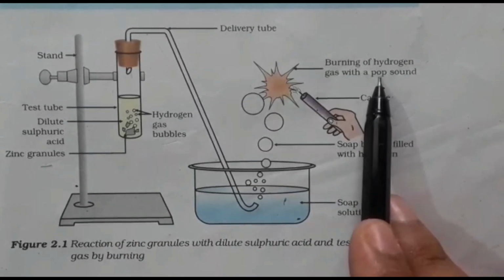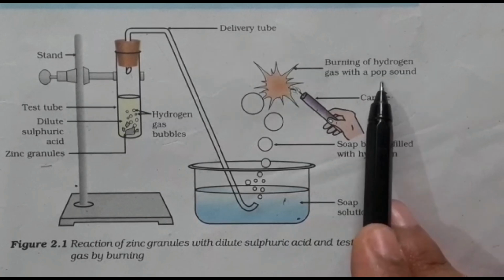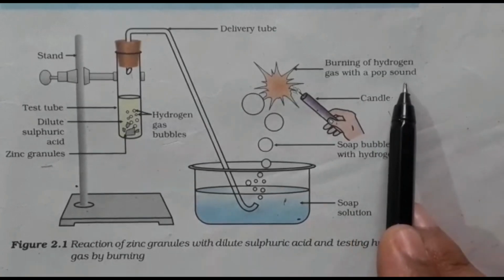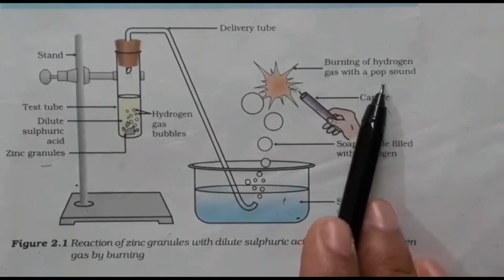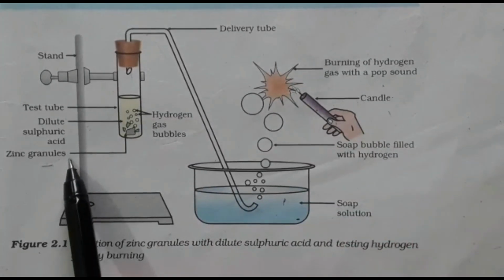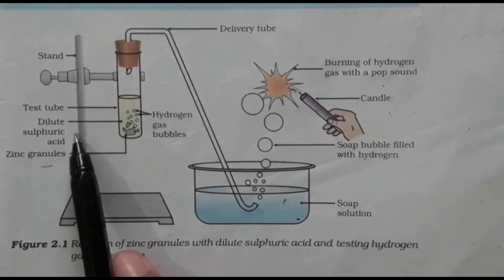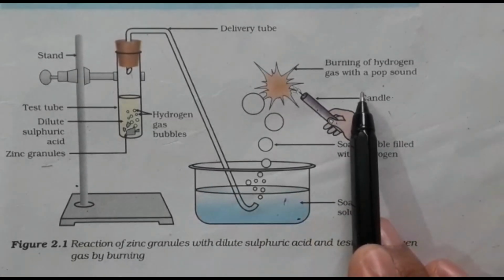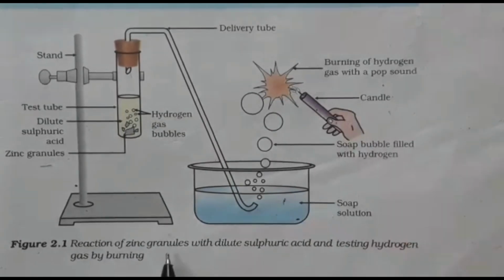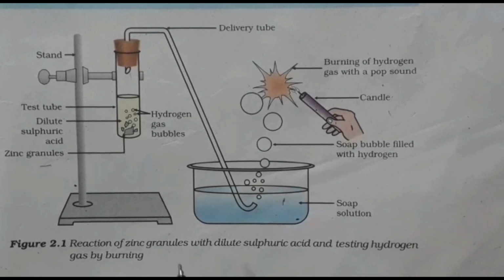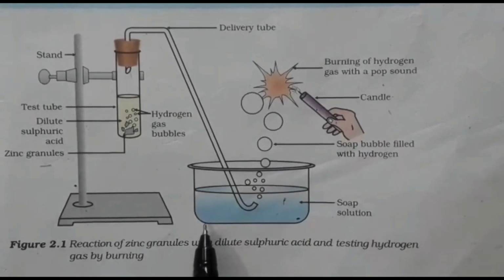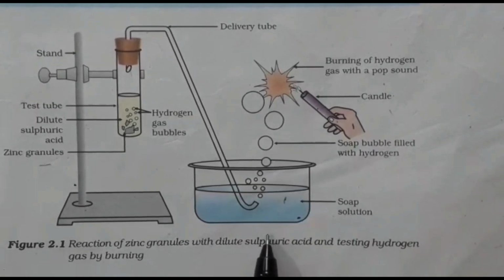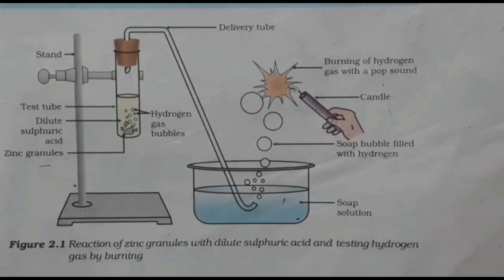If it puts off by making a pop sound, this shows that a gas called hydrogen gas is released. So how is the hydrogen gas released? When zinc granules, which is a metal, come in contact with an acid, it releases a gas called hydrogen gas. So this is an activity to show the reaction of acid with metal. Is it clear for everyone children? It is an important activity. Please do practice it.